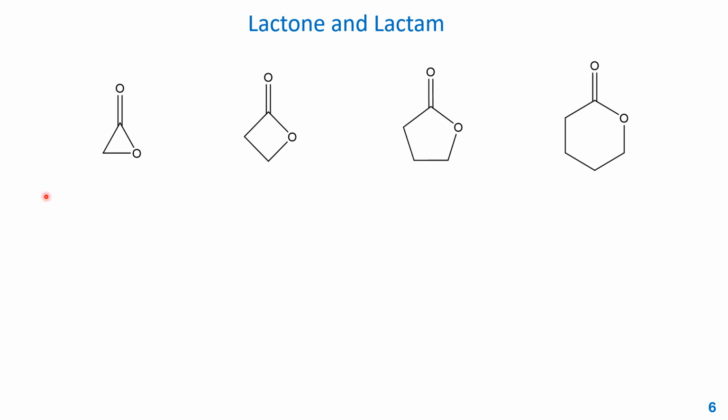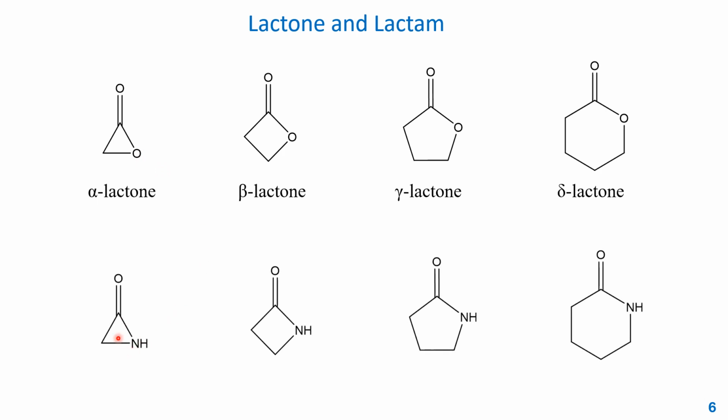Okay, so that's called alpha lactone. This is called beta lactone. This is called gamma lactone. This is called delta lactone. And if the oxygen is nitrogen, that's a cyclic amide. It's called a lactam. And same idea, this is called alpha lactam. This is a beta lactam. This is a gamma lactam. And this is delta lactam.